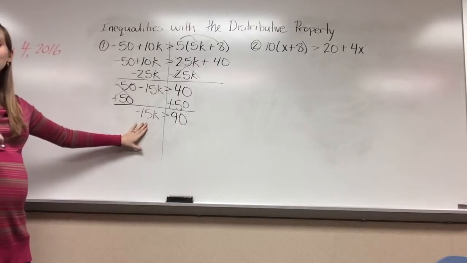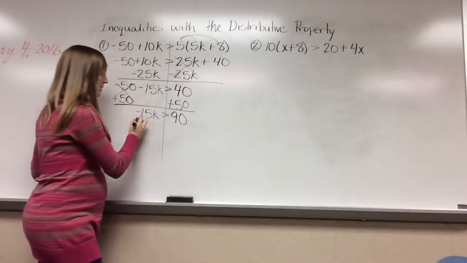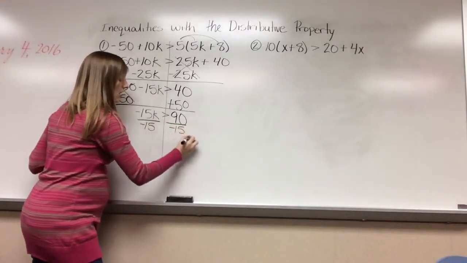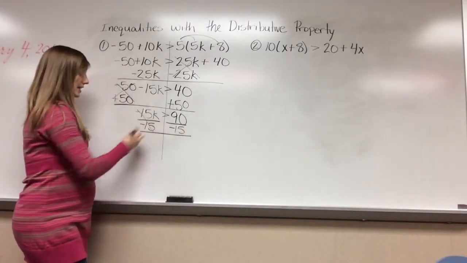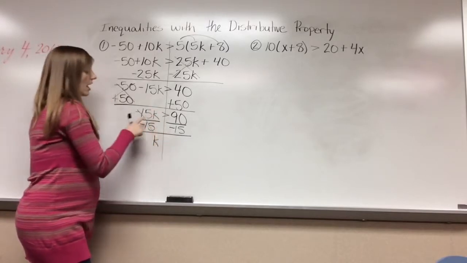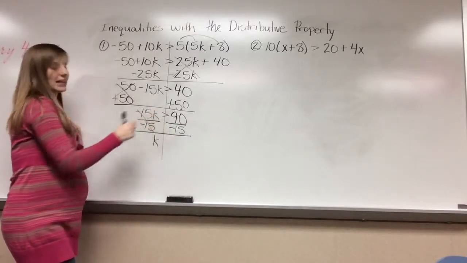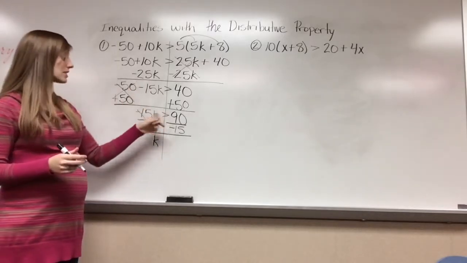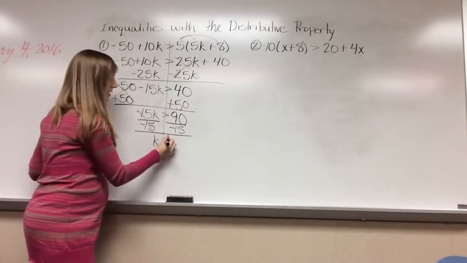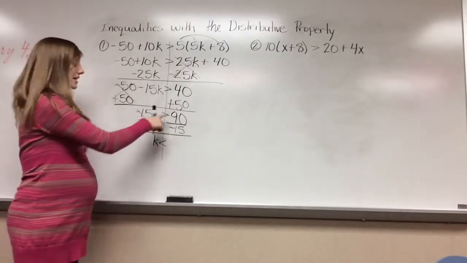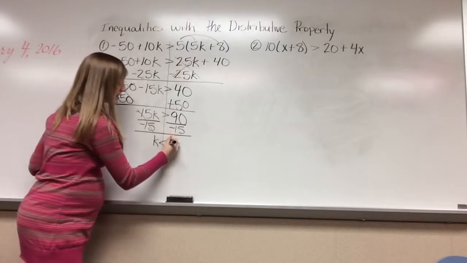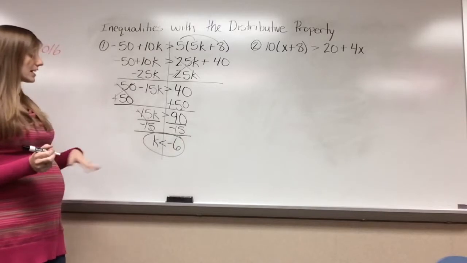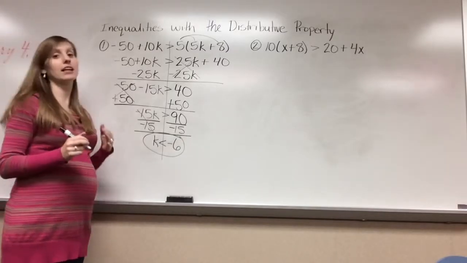At this point, our last step is just the division. So I need to divide both sides by negative 15. On the left side, my negative 15s cancel. I'm left with k. If you divide both sides by a negative, remember the rules for inequality tells us to flip the inequality sign. So instead of a greater than sign, I need to put a less than sign. And then 90 divided by negative 15 is negative 6. So our solution for number 1 is k has to be less than negative 6.